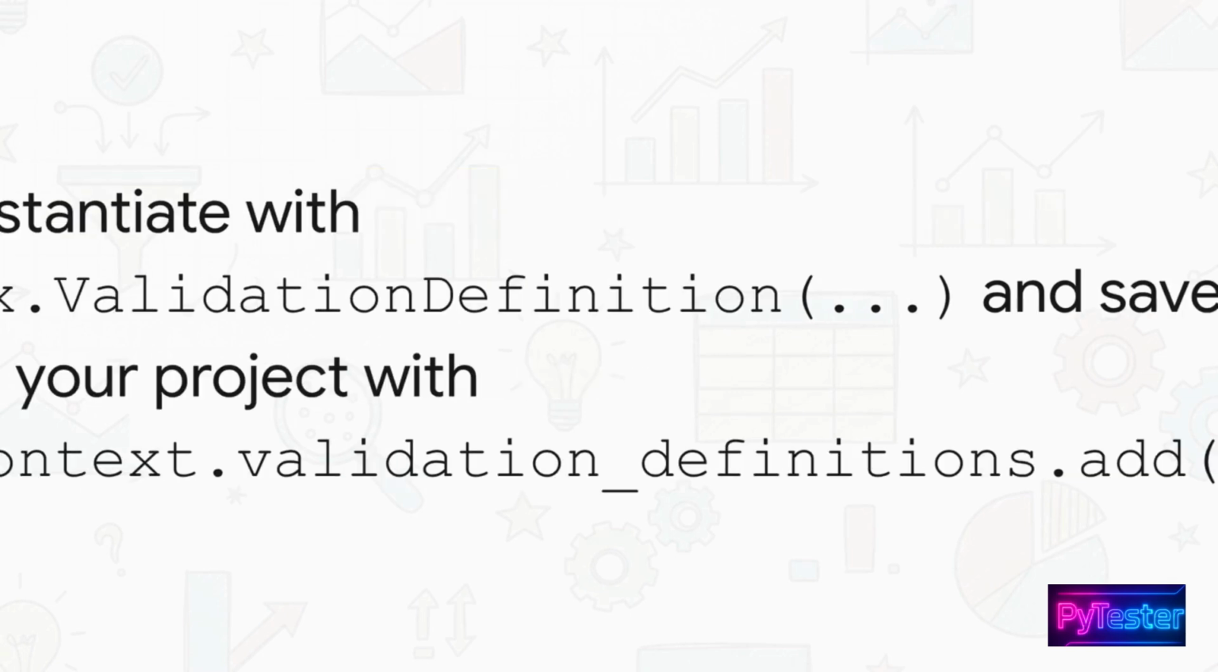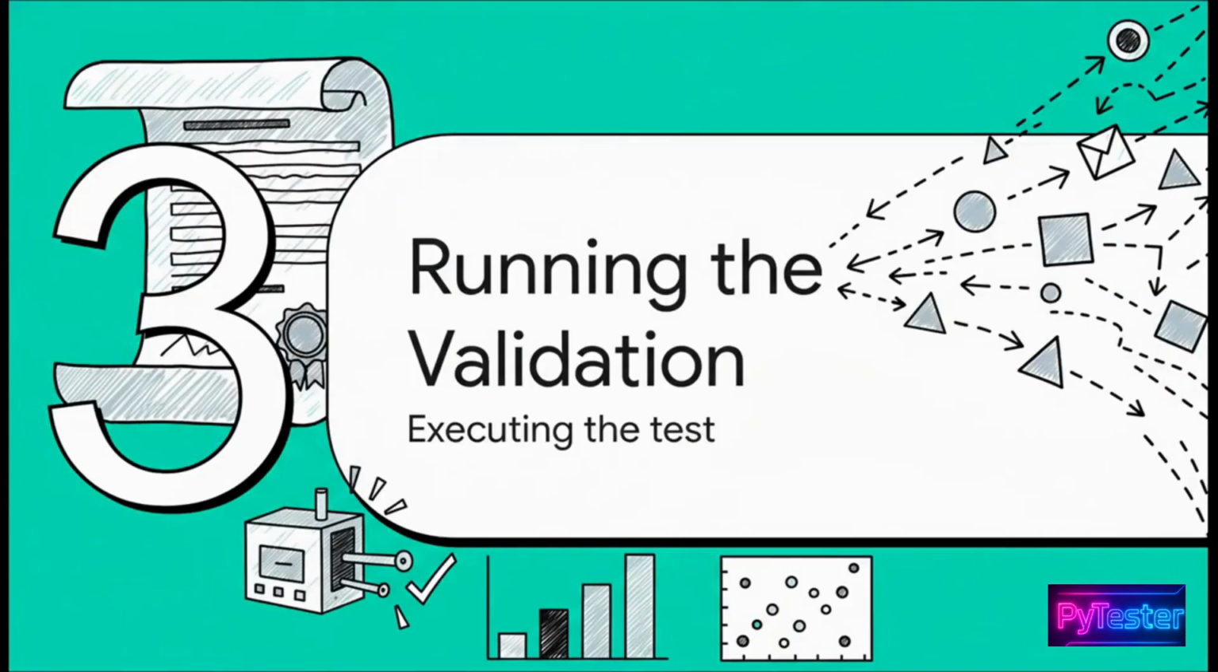Okay, once we've got our ingredients, we just instantiate the validation definition. This is the moment where we formally link our data and our suite, and we give this new contract a unique name so we can find it later. Finally, we add it to our context, which saves it to the project, making it ready to use whenever we want. All right, the contract is signed and saved.